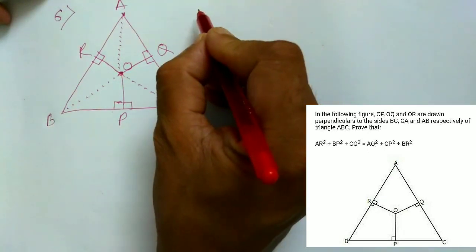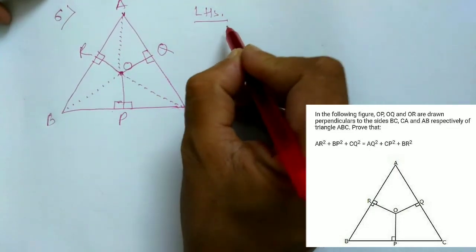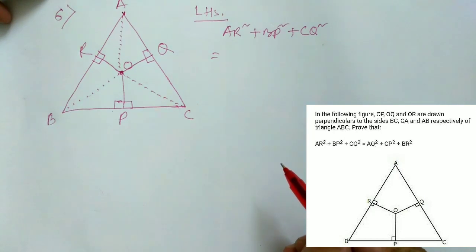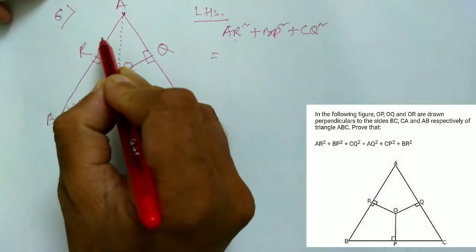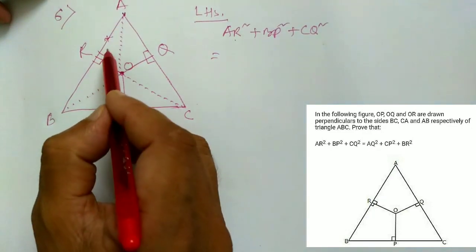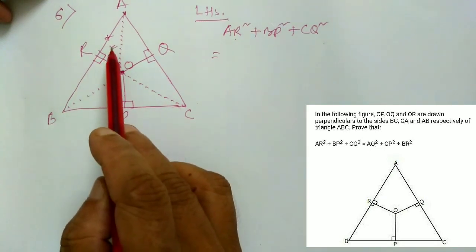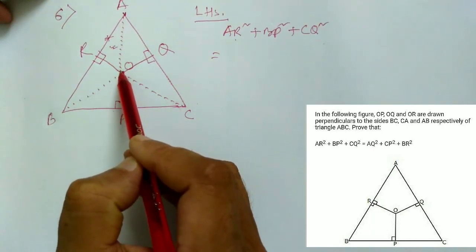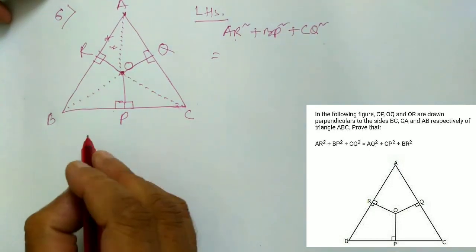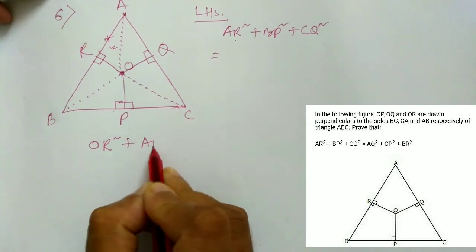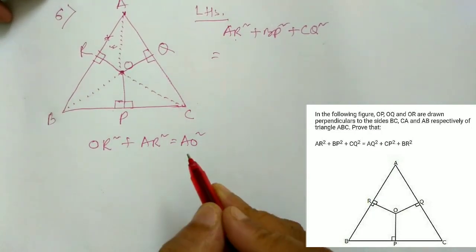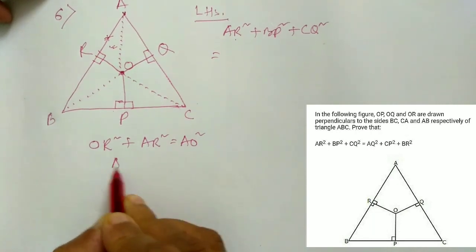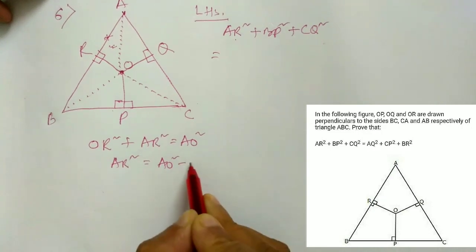Now let us write the left hand side. Yes, what is that left hand side? Left hand side is AR square plus BP square plus CQ square. Now AR, where is AR? This is AR. Here is AR, means we have to take this triangle. Fine. So let us consider this triangle. From this triangle, if you use Pythagoras theorem, this is base, this is perpendicular and this is hypotenuse. So we can write that perpendicular square plus base square equals hypotenuse square. Understood? Now OR square plus AR square equals AO square. So AR square equals AO square minus OR square.